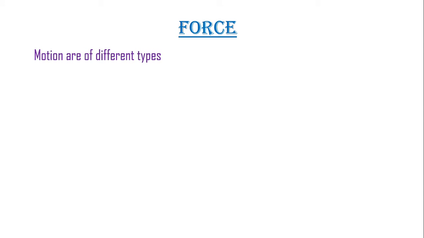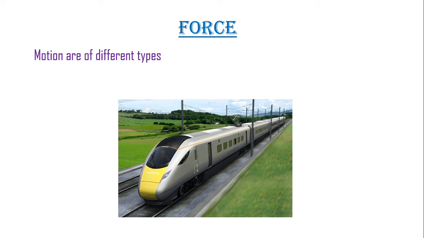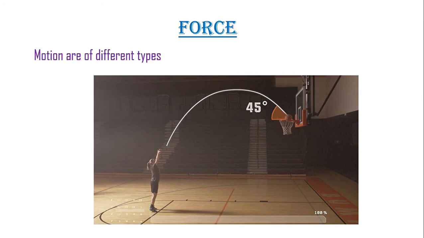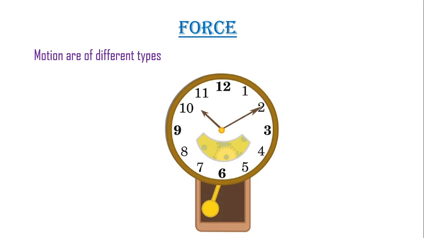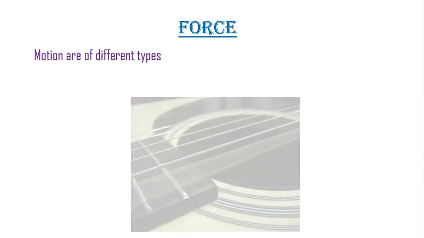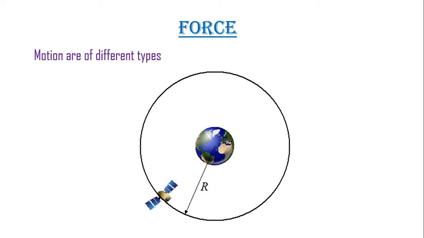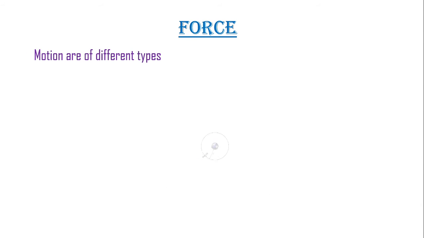Alright, this is the first recording for this chapter, force. First we'll discuss motion of different types. We have already gone through motions of different types. This is a rectilinear motion or a straight line motion. This is a curvilinear motion, oscillatory motion, vibratory motion. This is a circular motion and a rotatory motion.